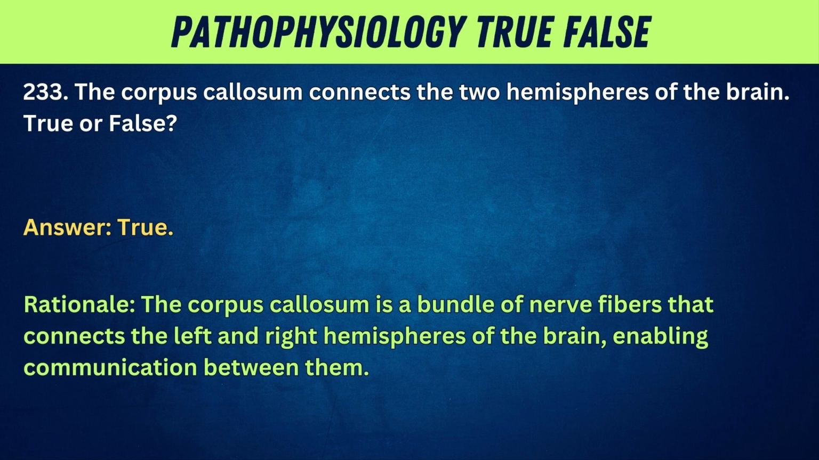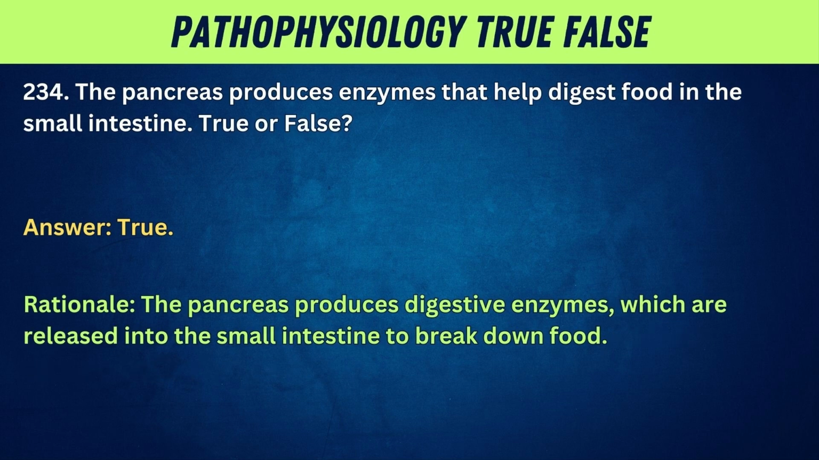233. The corpus callosum connects the two hemispheres of the brain. True or false? Answer: true. Rationale: the corpus callosum is a bundle of nerve fibers that connects the left and right hemispheres of the brain, enabling communication between them.